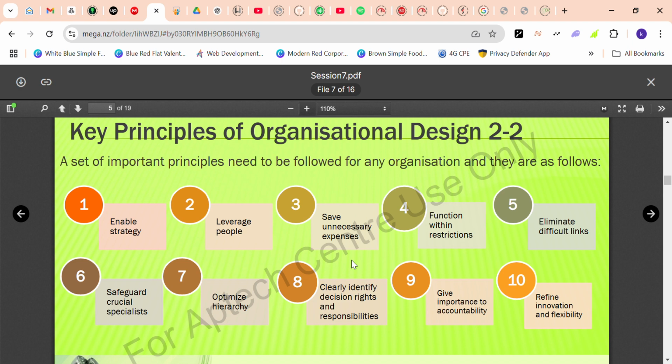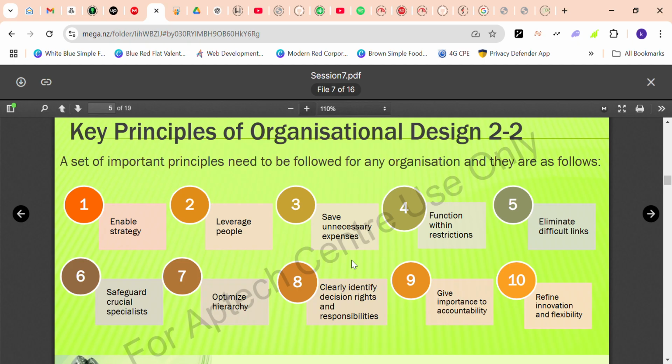Safeguard crucial specialists means the specialists that are in charge of this organization design have to be safeguarded. All the information systems, that specialized information, have to be secure. They need serious security design.